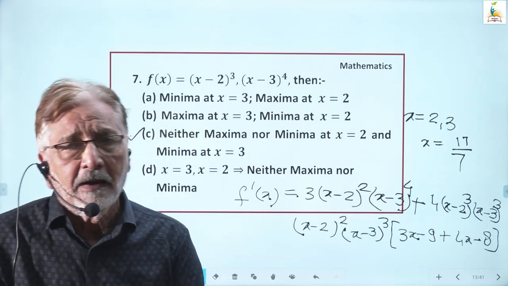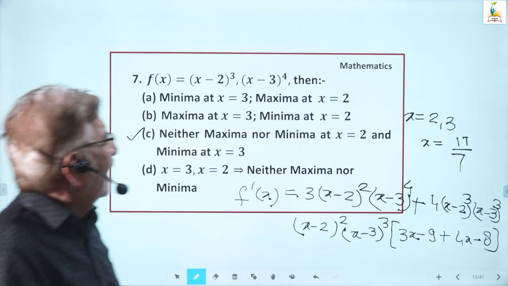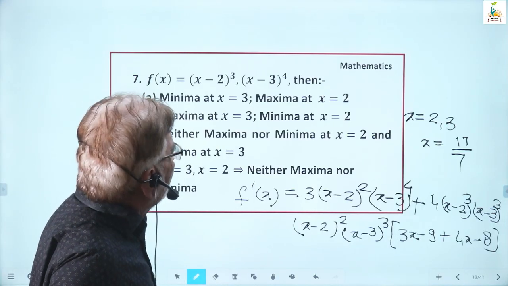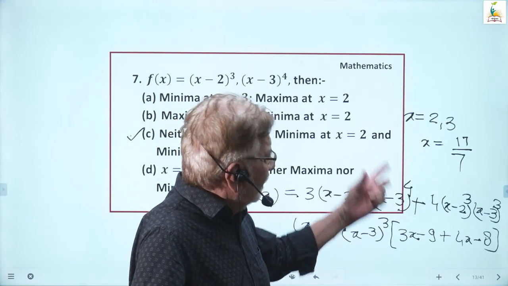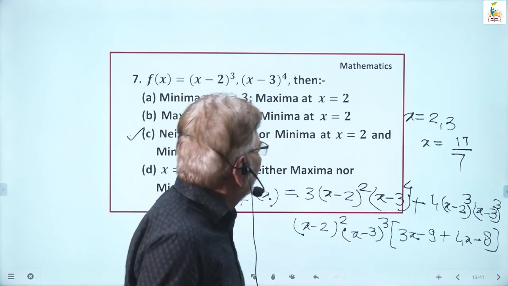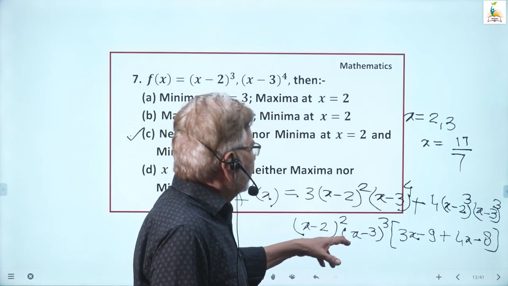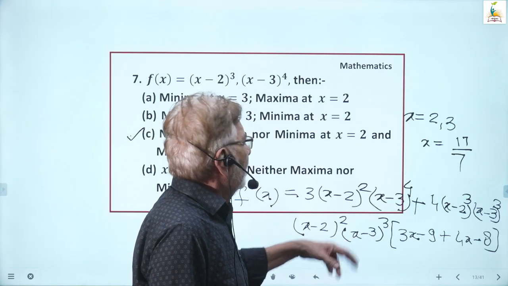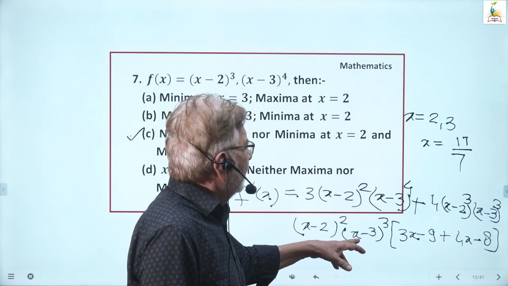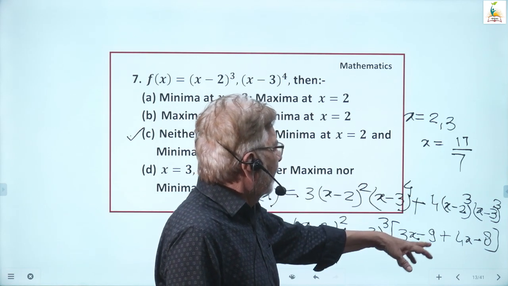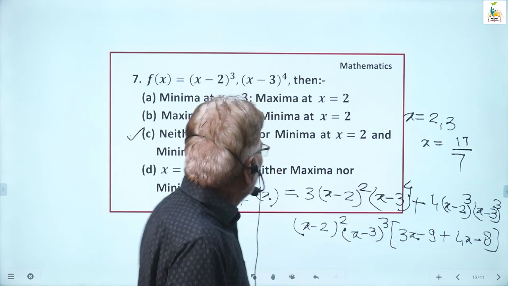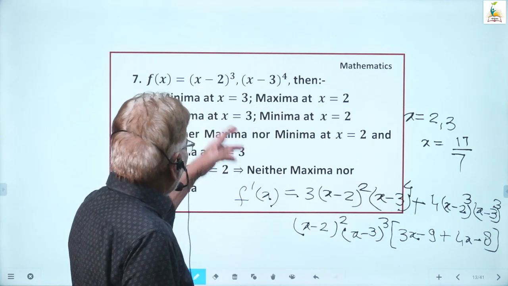Once you differentiate it, let us see how it changes the sign. Let us see again, though he has not asked the question. This is 17 by 7, and 17 by 7 is less than 3. So in left of 3, it will be negative, here also negative, positive, positive to negative. So it will be maxima at x equal to 3.